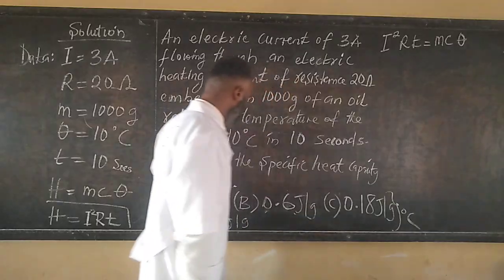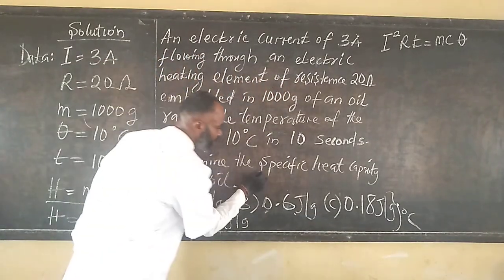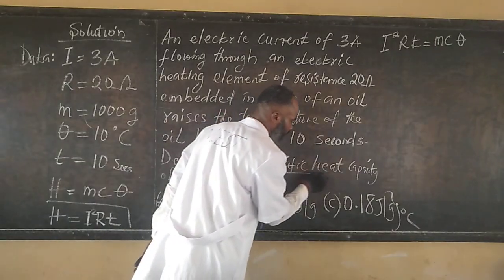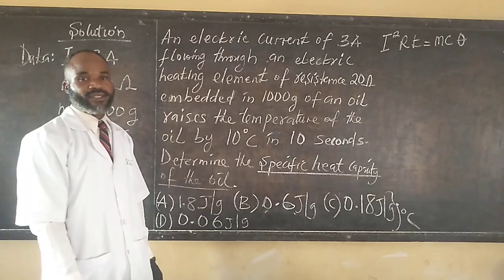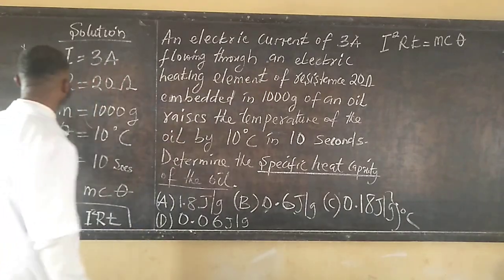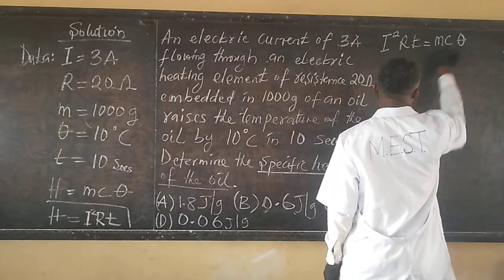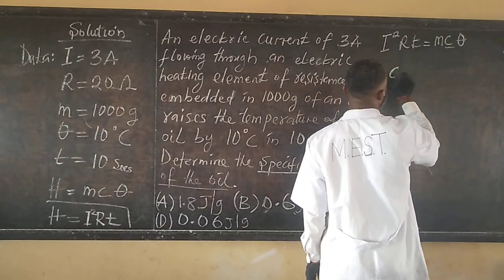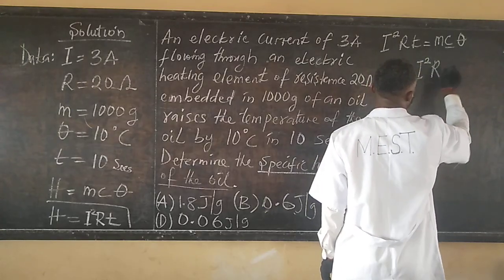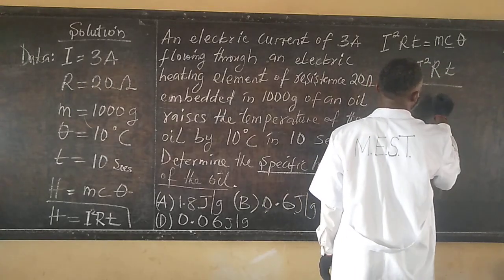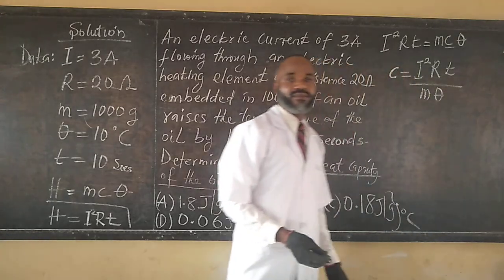Which are we looking for? We are looking for specific heat capacity. We are asked to determine the specific heat capacity of the oil. So that's C. The specific heat capacity is not given, that's what we are looking for. So we transpose C to be the subject, and it becomes I squared RT all over m theta, the mass of the oil and temperature of the oil.